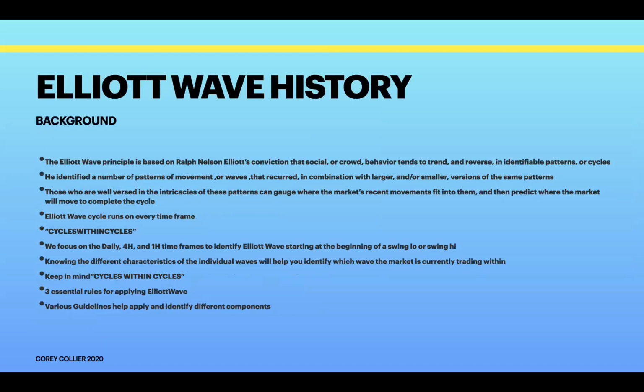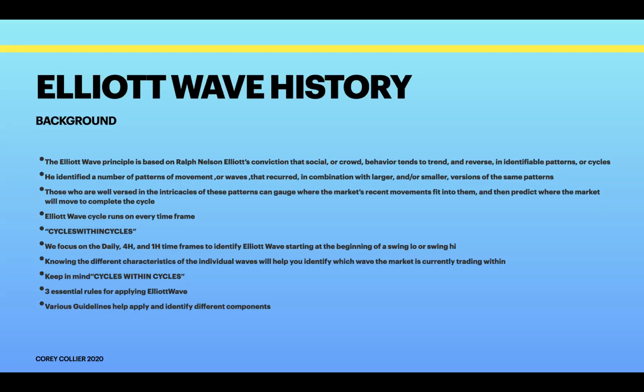All right, so a little bit of history around Elliott Wave. The Elliott Wave Principle is based on Ralph Nelson Elliott's conviction that social or crowd behavior tends to trend and reverse in identifiable patterns or cycles. He identified a number of patterns or movements, or what we call waves, that reoccurred in combination with larger and or smaller versions of the same patterns. That's the beginning, guys, of the cycles within a cycle, all right?